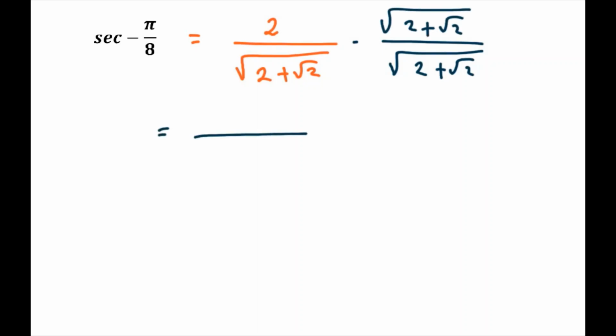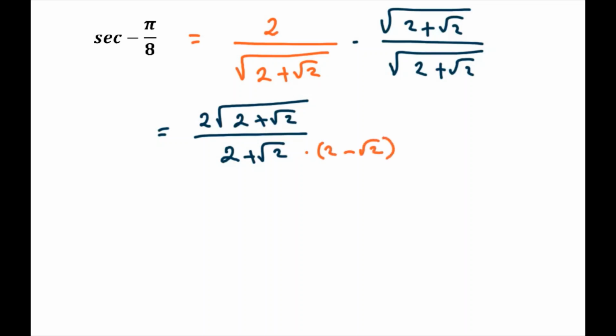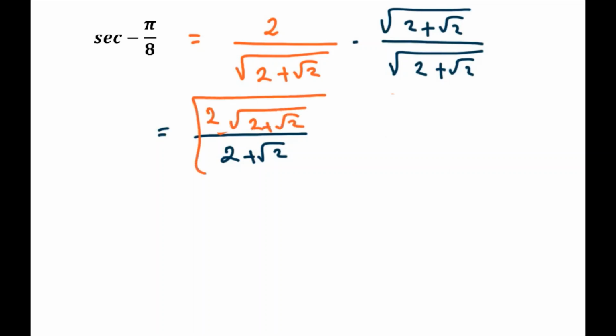That's going to be equal to square root of 2 plus square root of 2 over 2 plus square root of 2. Now you can multiply also by the conjugate, 2 minus square root of 2, 2 minus square root of 2. But since I have a big radical here, you cannot split the radical. So basically it's better to keep it like here, 2 over the square root of 2 plus square root of 2. That's it.